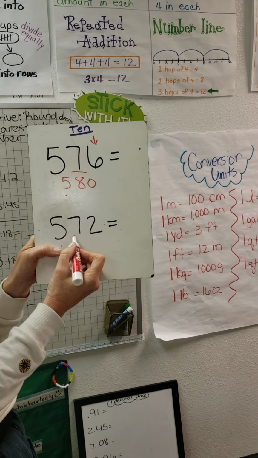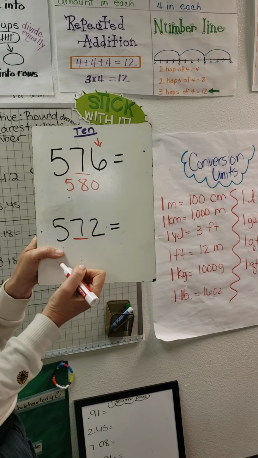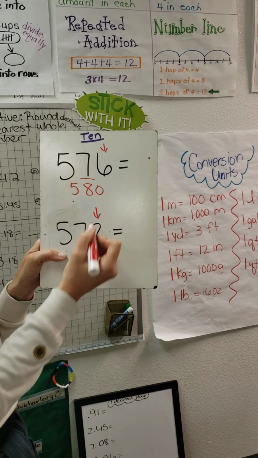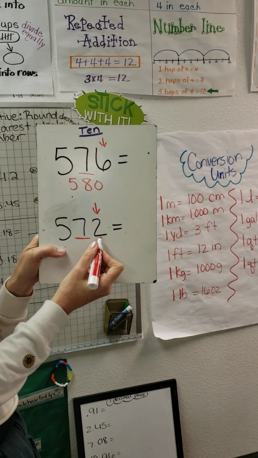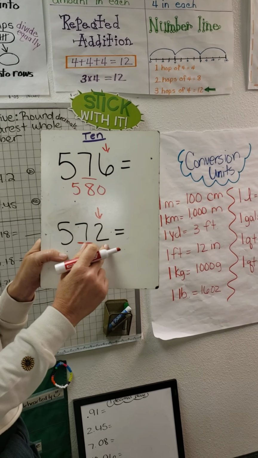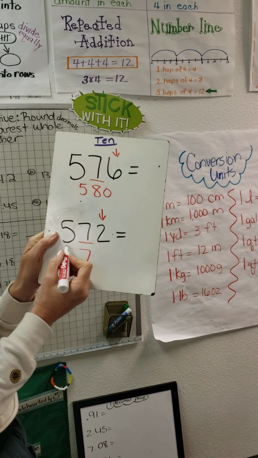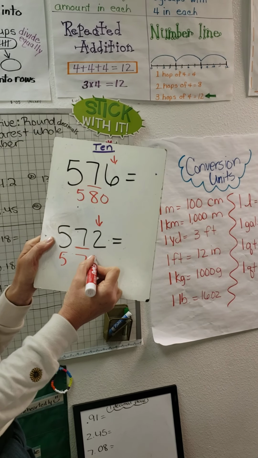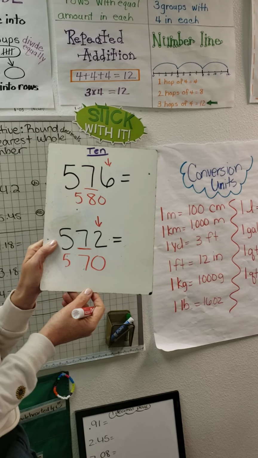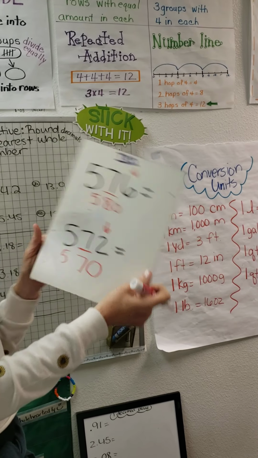All right, let's look at this one. Underline our 7, and 2 is our determining digit. 4 or less, let it rest. So 2 is 4 or less, so this will rest. It stays as 7. Everything to the left stays the same, and everything to the right becomes a 0. So we were rounding to the nearest 10.